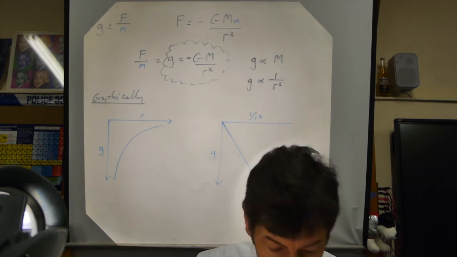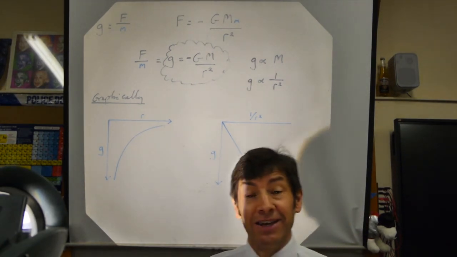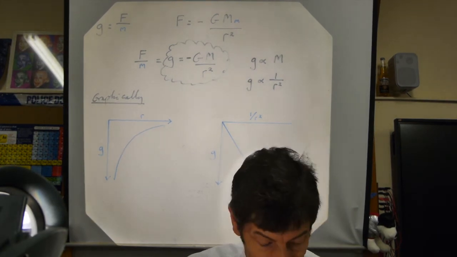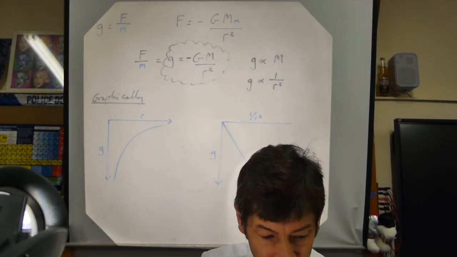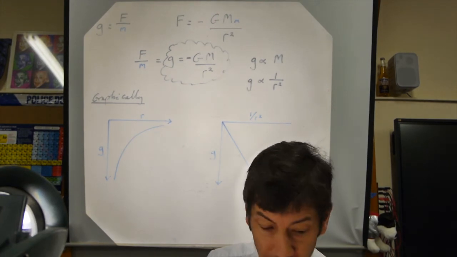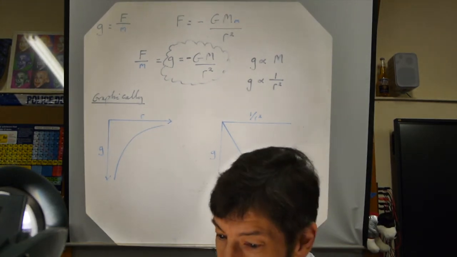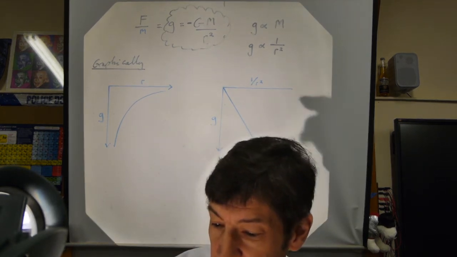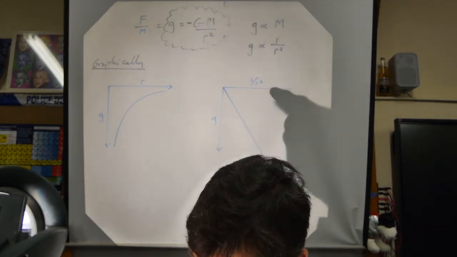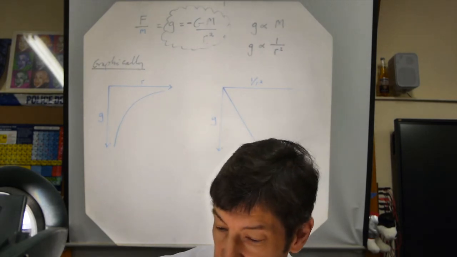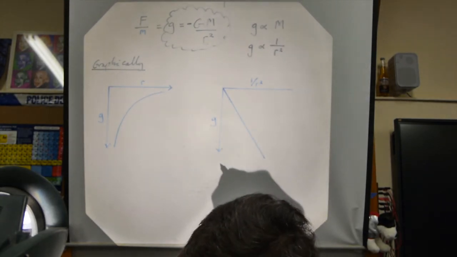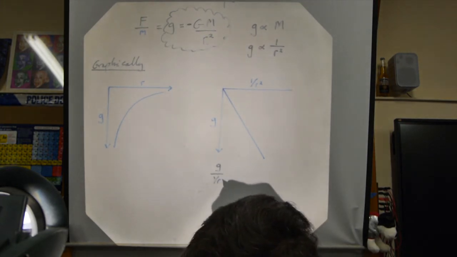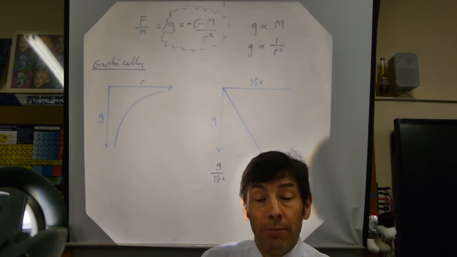Now let's work out the gradient of this line, and you've really got to pay attention here because the letters we use are a little bit confusing. So I'm going to pick a black pen and come up here. The gradient of the line will be the change in y over change in x. So the gradient will be g over 1 over r squared, which all looks a bit weird.